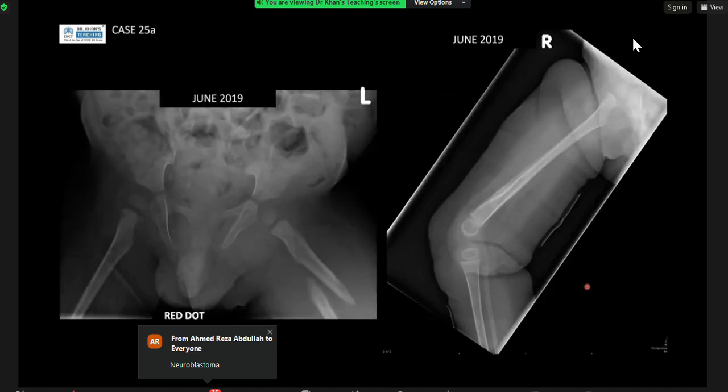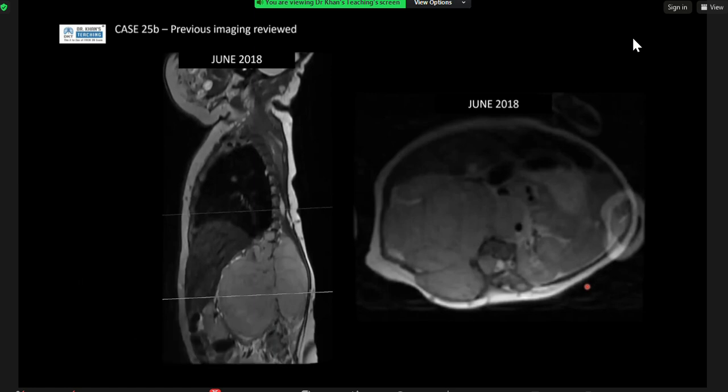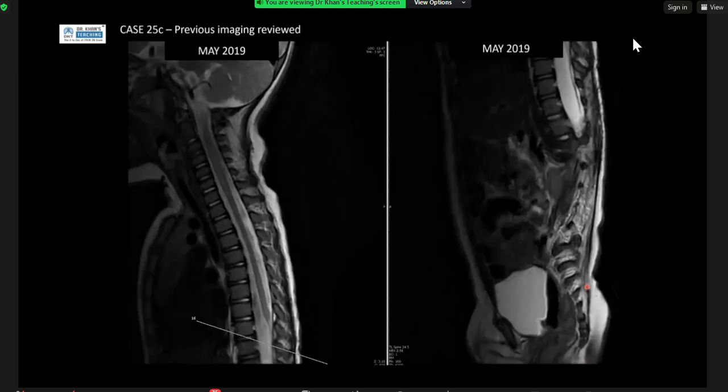This is June 2019, so 1 year down the line. This is June 2018, so 1 year before. The patient is young, about 1 year of age, with neuroblastoma. He was treated quite quickly, and in May 2019, 1 month before your initial X-ray, this is how his MRI spine looked.